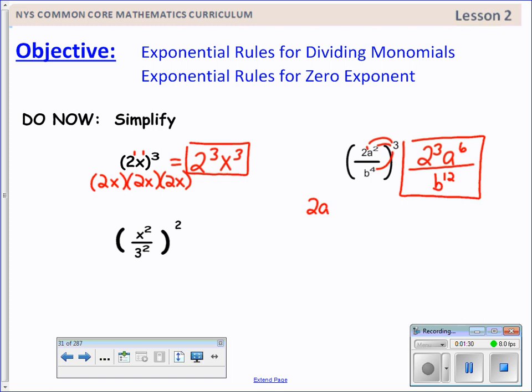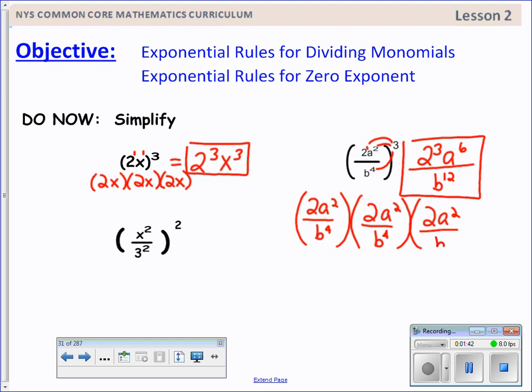Again, please be mindful. I am taking this entire base, which in this case happens to be a fraction, and I am multiplying it by itself 3 times. If you are not sure what to do, expand it out. And then b to the fourth times b to the fourth times b to the fourth would give me that b to the 12th. In this situation, x squared divided by 3 squared, that entire base is now squared.